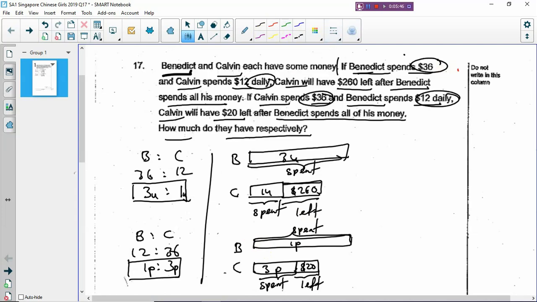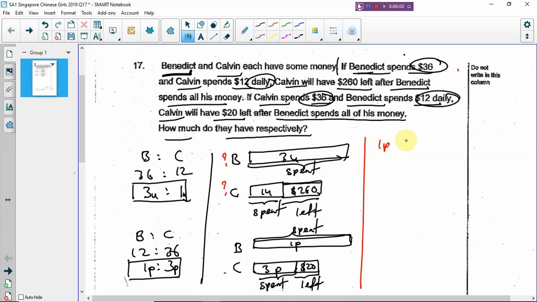Okay, so question mark. So where do we put the question mark? Now, if you have no space to put the question mark, then you can always be creative, right? Just put at the side if you have no space. All right, the model is done already. So what do we do? Very simple. You compare the two models, right? And you compare the same person, Benedict.